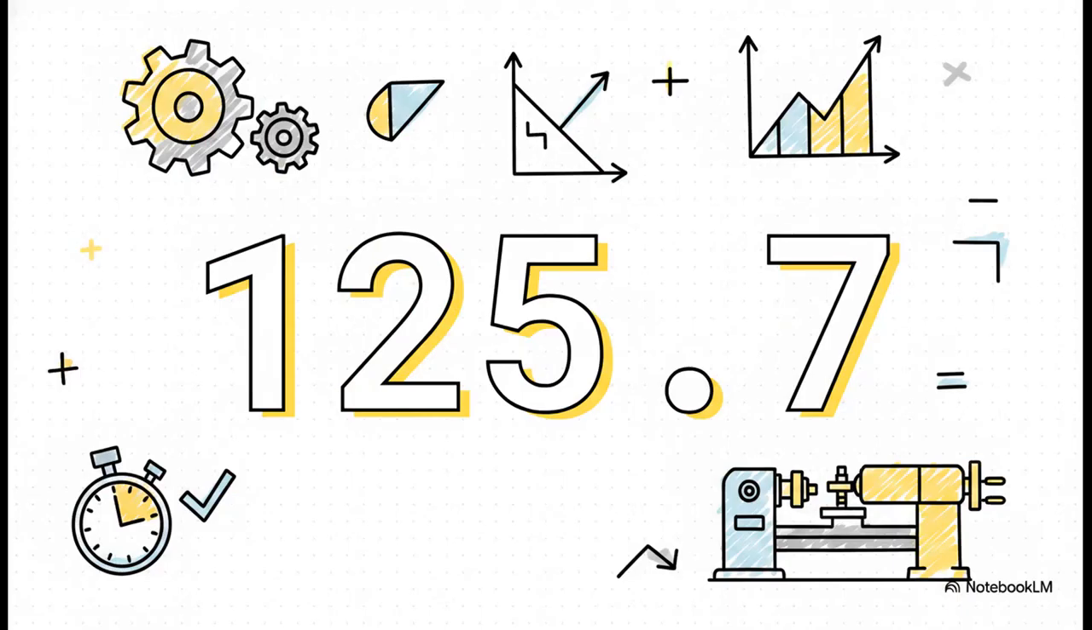When you isolate the right variables and run the math, you get your answer, 125.7 meters per minute. That is the exact cutting speed you need to program into the machine to satisfy the foreman, hit that 5.0-minute deadline perfectly, and ensure the whole factory stays on schedule.